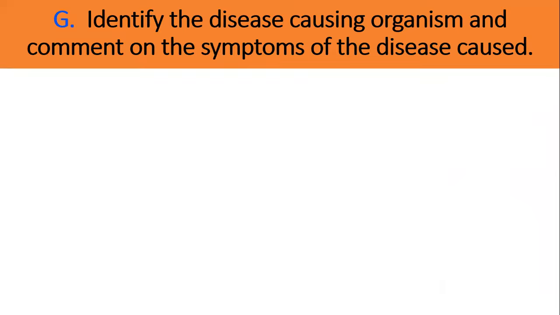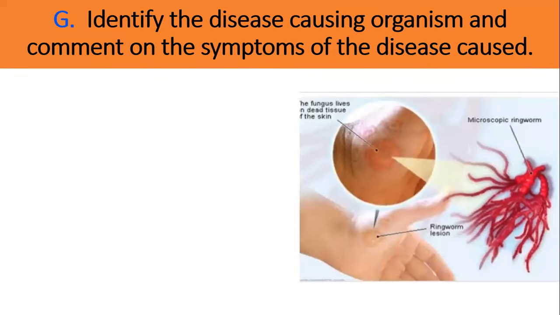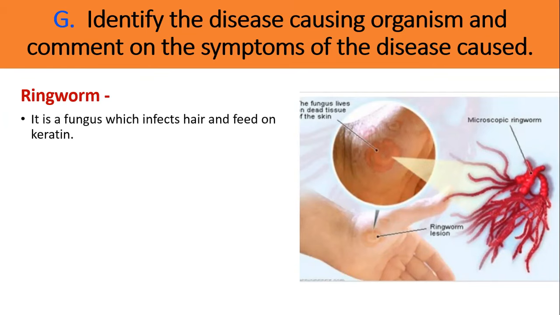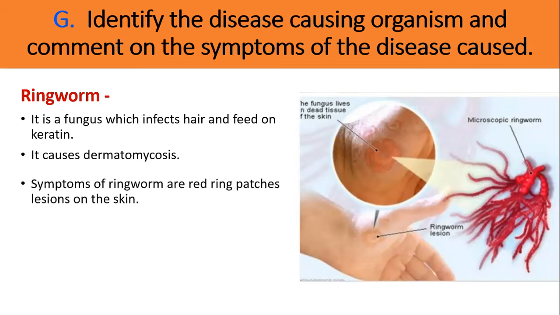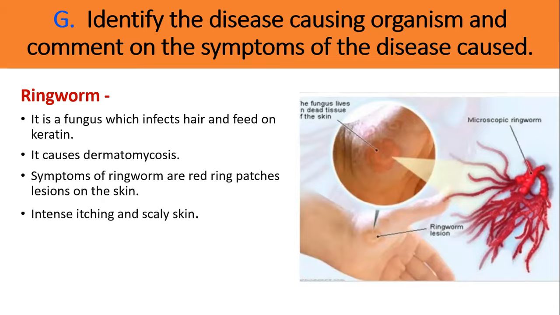Let's talk about spot G. If not Ascaris, then you might get something like this. This indicates ringworm. Even though it is ringworm, it is not caused by any worm, student. It is caused by fungus. So it's a fungal disease which infects hair and feeds on the keratin protein. It causes dermatomycosis. Symptoms of ringworm are red ring patches, lesions on the skin, scaly skin. So intense itching can be seen.